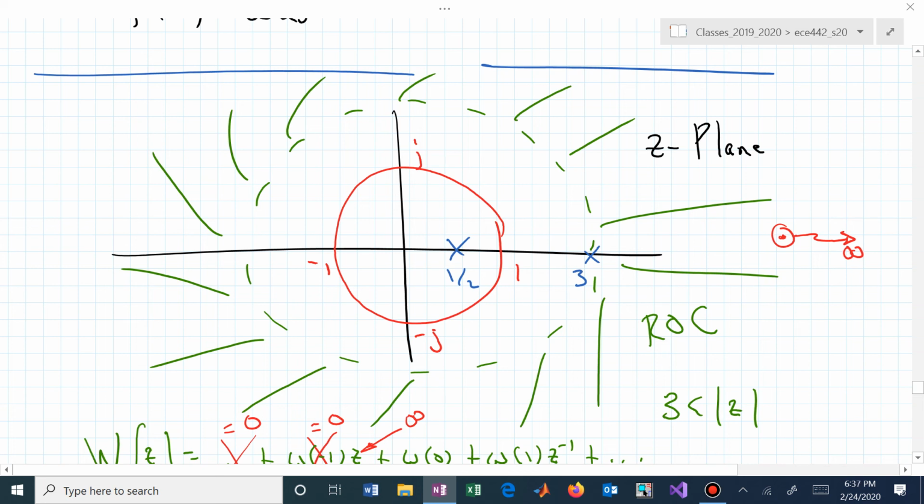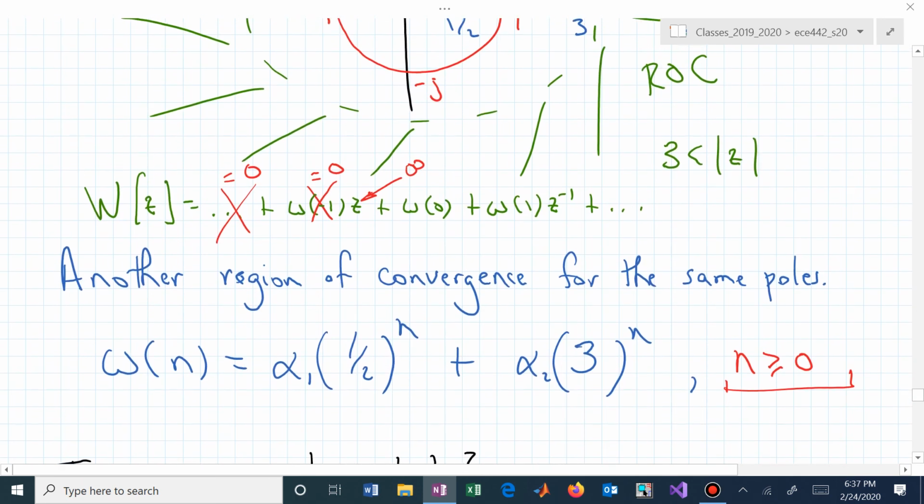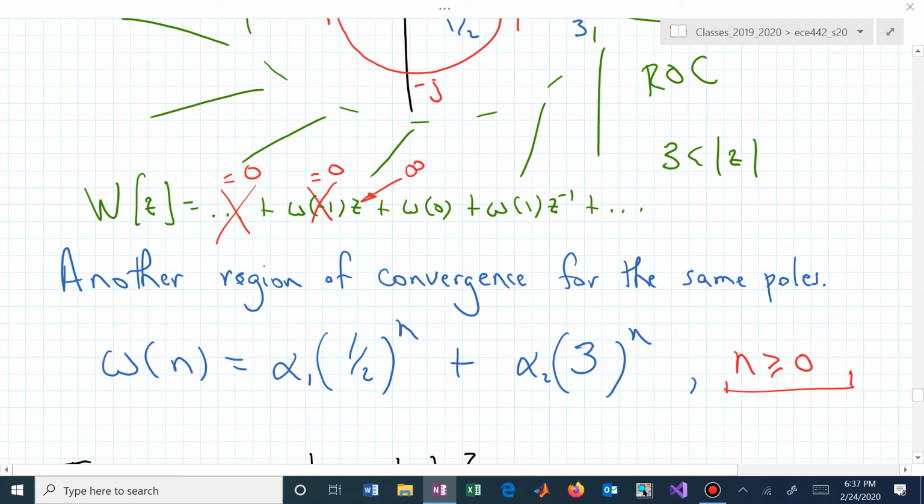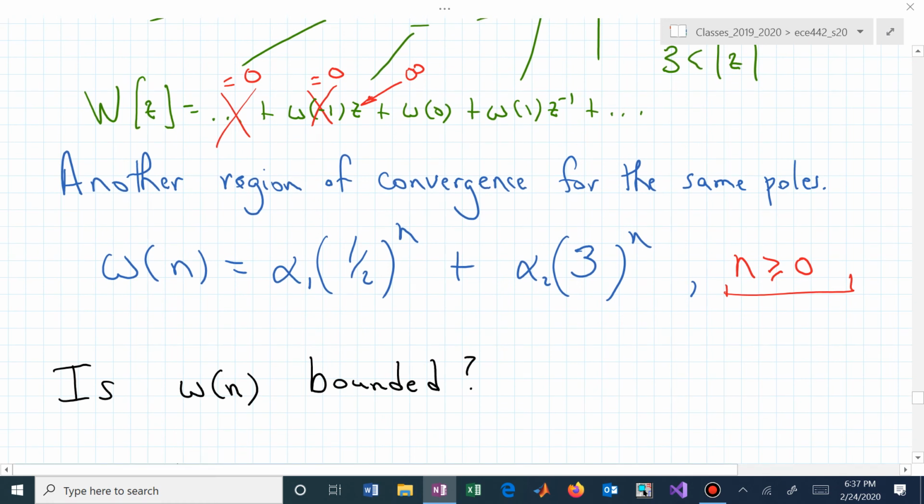But now you go, well, now my analysis tells me this. I plug in some n's. I go 3 squared, 3 to the 10th. Ooh, that's going crazy. The 1/2 is well behaved, but all I need is one mode that's not behaving and things are unbounded. So this now tells me my answer the second way. Is W of n bounded? No.